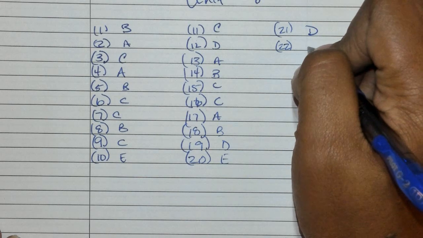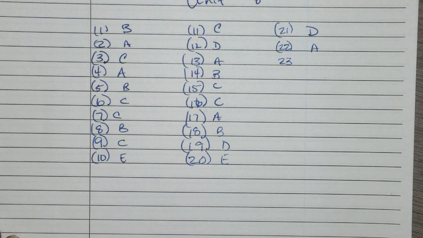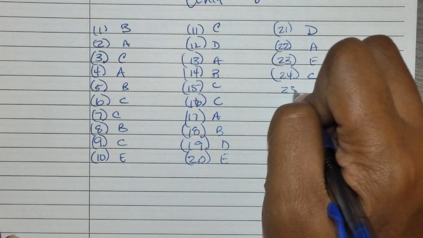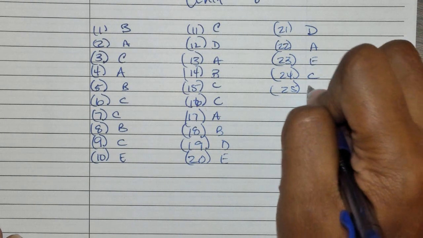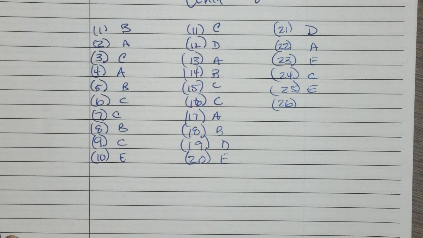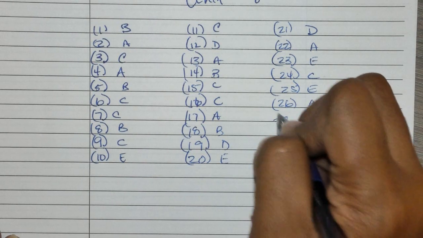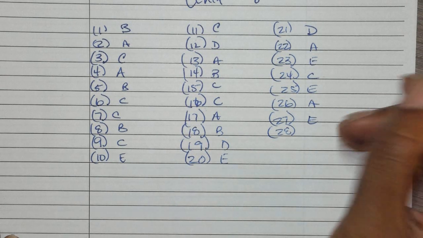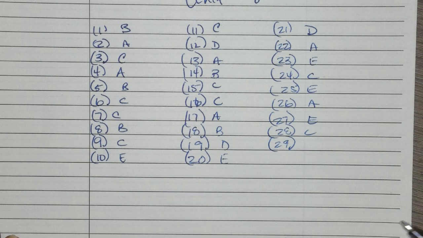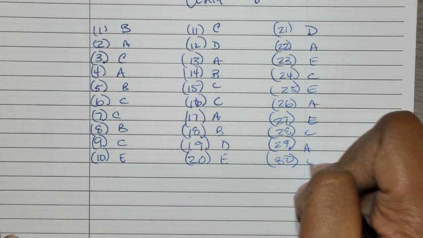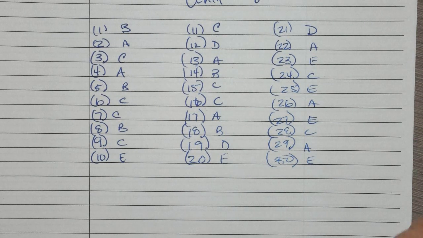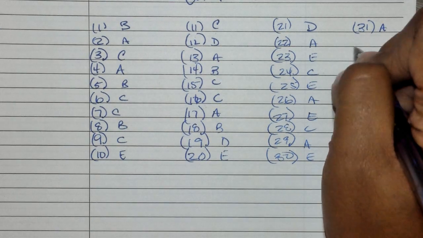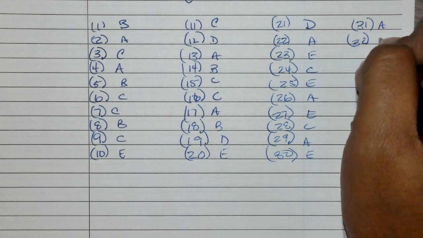21 is D. 22 is A. 23 is E. 24 is C. 25 is E. 26 is A. 27 is E. 28 is C. 29 is A. And 30 is E. 31 is A. 32 is E, as in elephant.